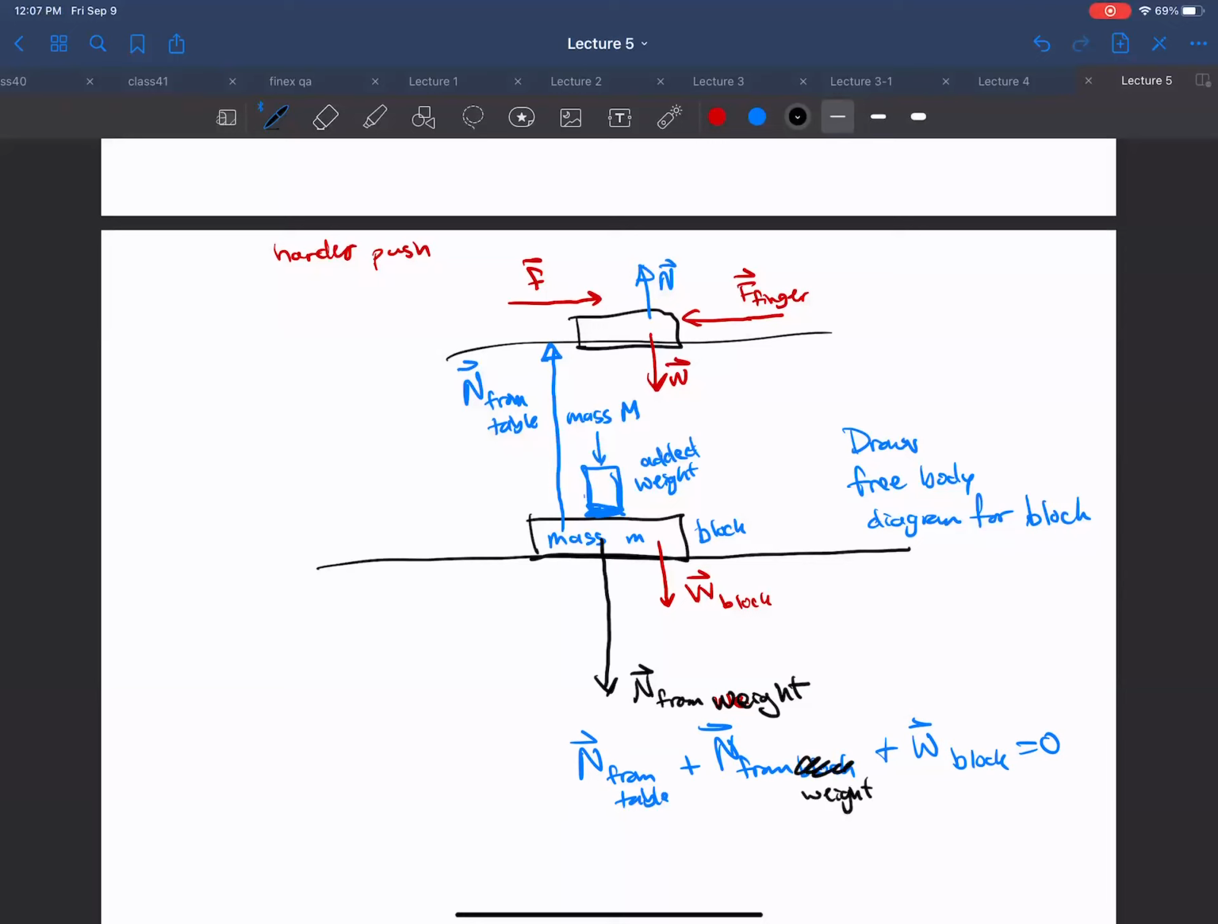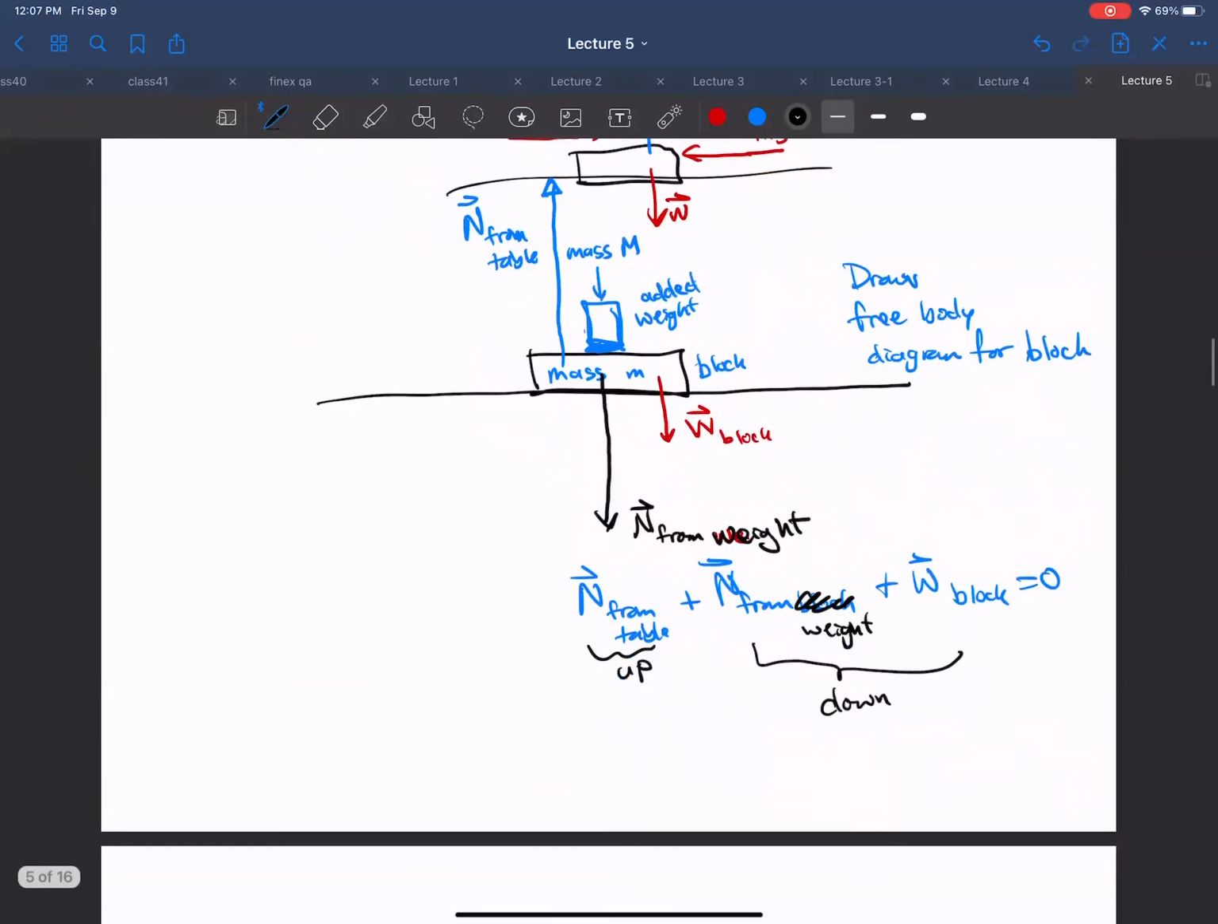All right, so the normal force from the table plus the normal force from the weight plus the weight of the block have to vector sum to be 0. These two are pointing down. This one points up. And so that means in terms of magnitudes that the normal force from the table has to have the magnitude equal to the normal force from the weight plus the weight of the block. Sorry about the confusion.